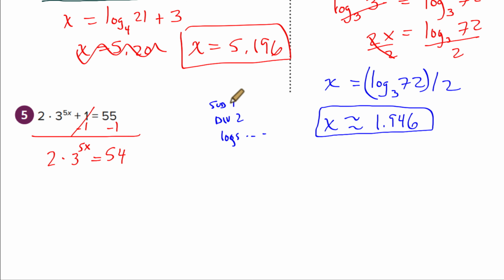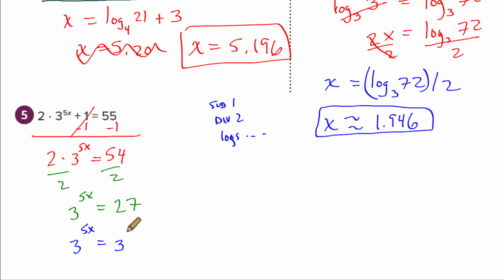Okay, so welcome back. Here we have the result after I subtract 1 from each side: 2 times 3 to the 5x equals 54. The next thing that I had told you to do was divide each side by 2. You get 3 to the 5x equals 27. Now here's where I'm going to throw you a curveball. You probably did some logs there, but I'm going to show you that we can do this a different way. Guess what we can do?